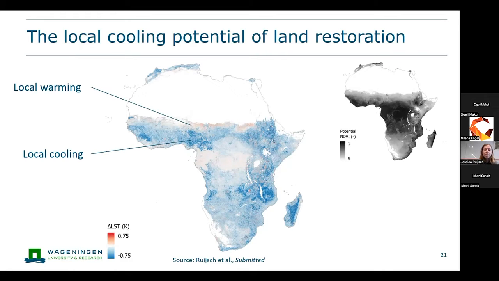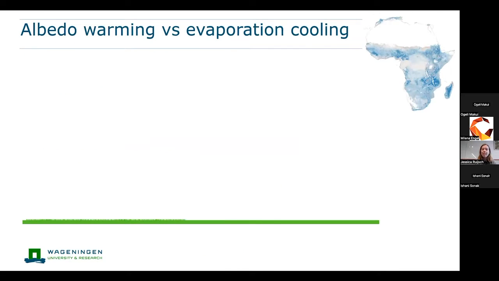While in some regions, for example in the driest regions of the Sahel, we see a warming potential. Now you probably think, why do some areas show warming and other areas show cooling? I will try to explain it very easily for you.